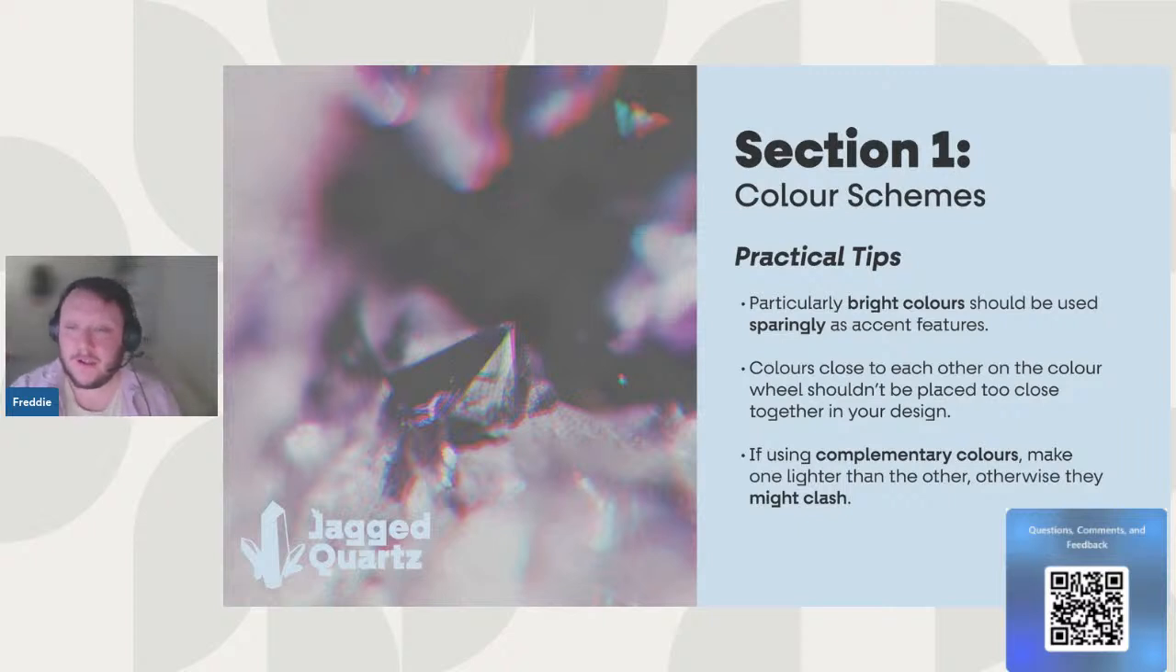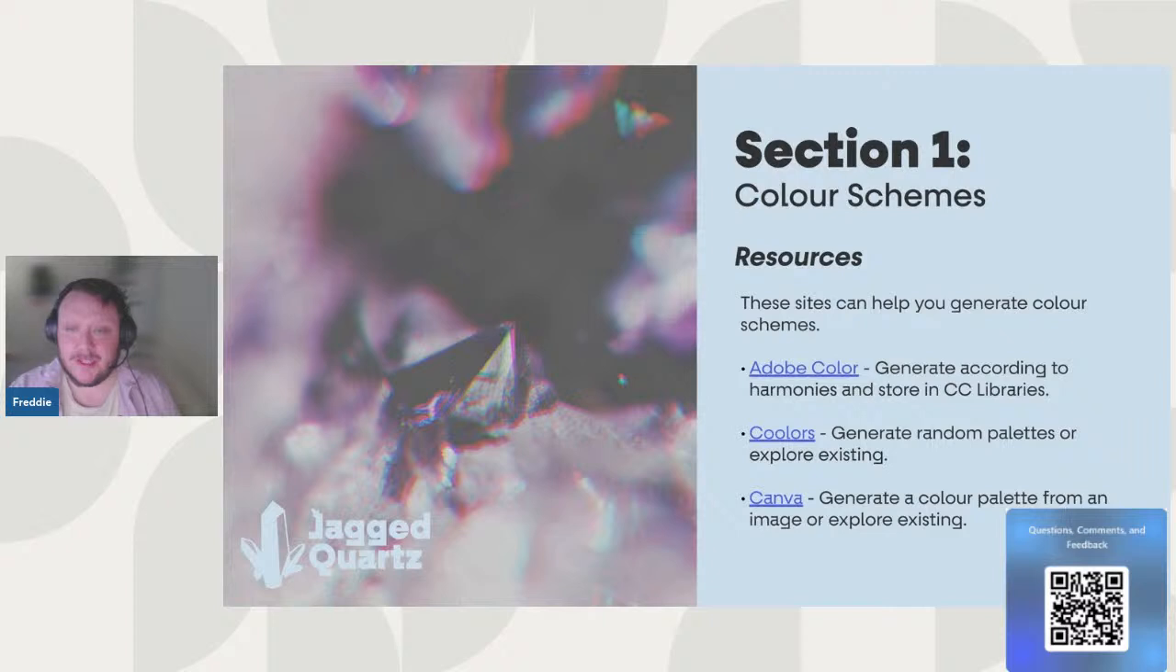And colors that are too close to each other on the color wheel shouldn't be placed too close together in the design. And what I mean by that is don't have red text on a pink background, because that would, again, affect the contrast and be difficult to read. And I guess a final piece of advice here would be, if you're using complementary color schemes, make one end of the complementary color wheel lighter than the other, otherwise they can clash.